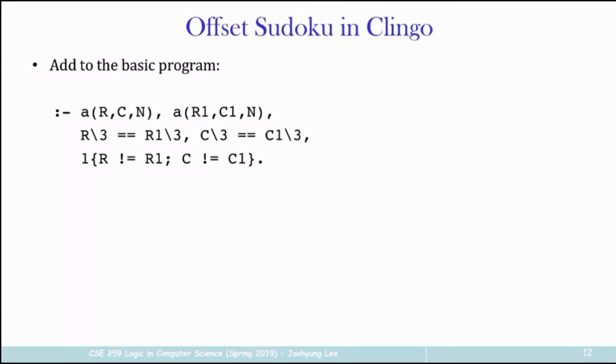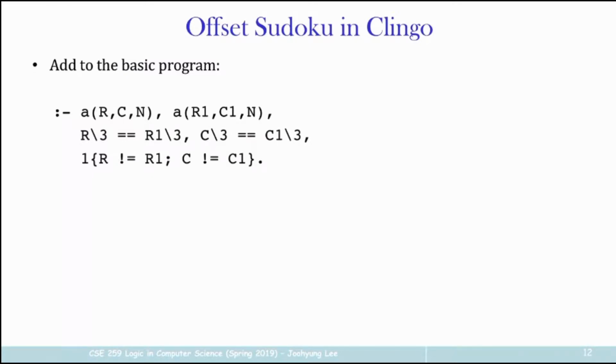How do we say this is different? It's one way. So we say either R is different from R1 or C is different from C1, and there's a lower bound 1, meaning that at least one of them is true, right? So when R is different from R1, we don't care about the C. C can be the same, but still they represent different positions. Same way, if C is different, then even though R is the same, that is okay.